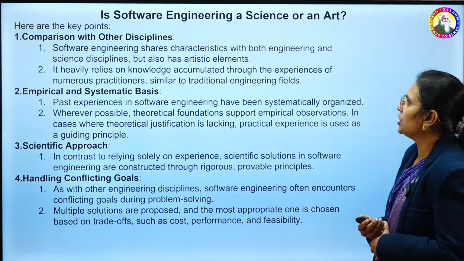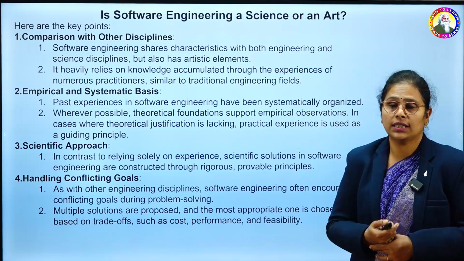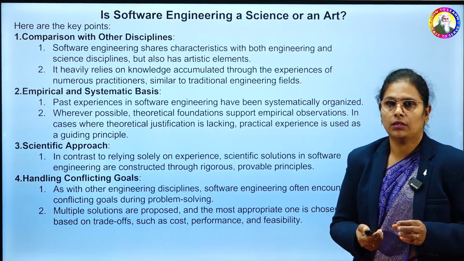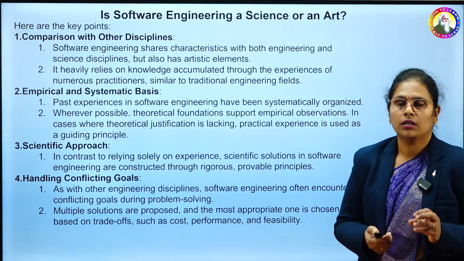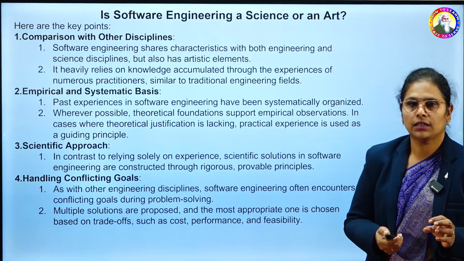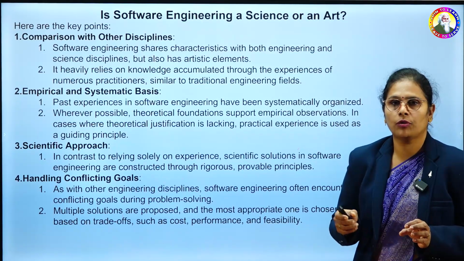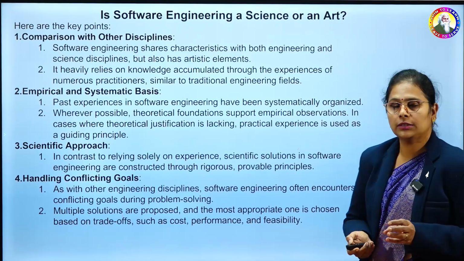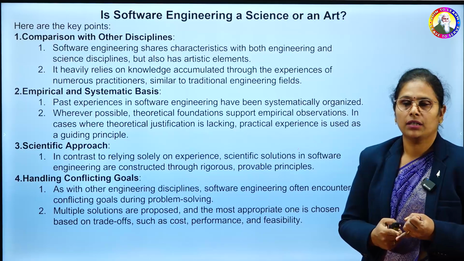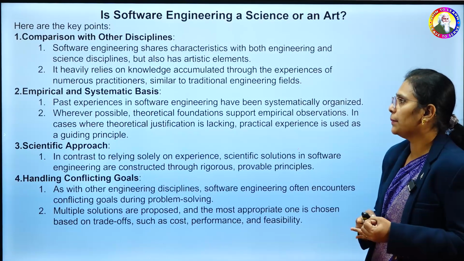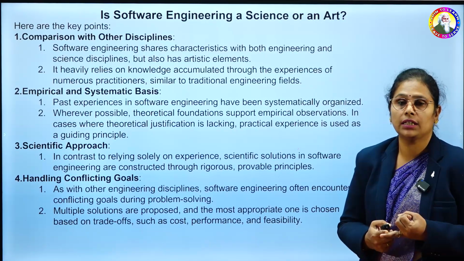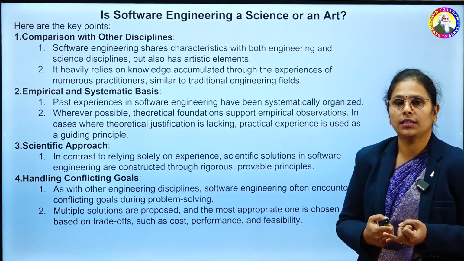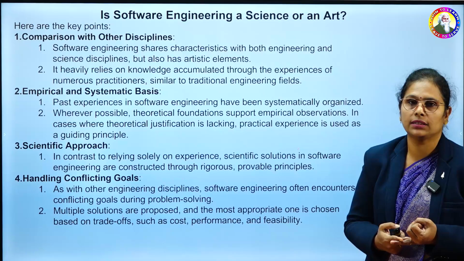So, these are some key points you should remember when you are deciding whether software engineering is a science or an art. You should have clarity about how science is implemented and how art is implemented. The first one is comparison with other disciplines. The second one is the empirical and systematic basis. Empirical means historical data. If historical data is not available, then you have to follow the guidelines.